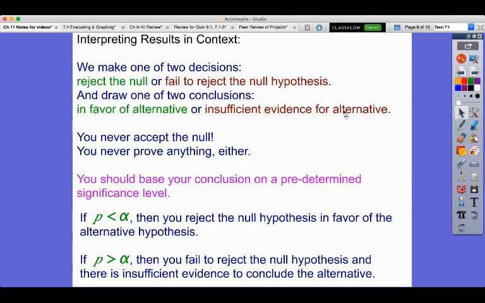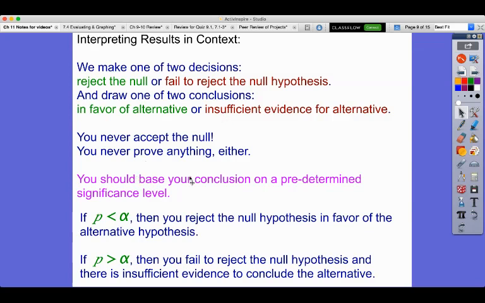Okay. So we're talking about evidence. We're not accepting the null, right? You either reject the null or you fail to reject the null. And you don't prove anything either. We're not saying, therefore, it has been proven that the alternative is true. It's never proven that the null hypothesis is true. You never prove anything, okay? You're just saying there's sufficient evidence to conclude or insufficient evidence, okay?